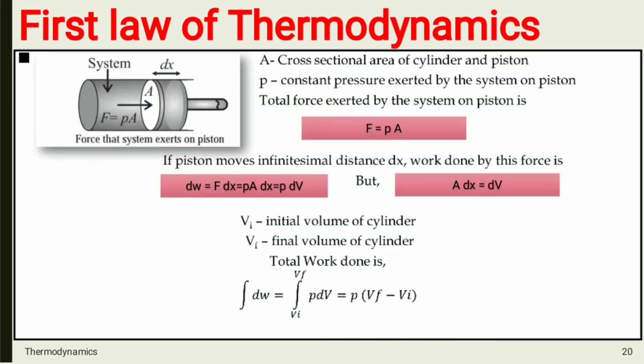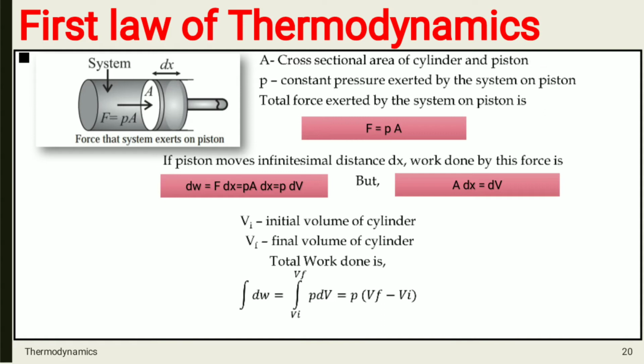Now we can consider the same cylinder in which an ideal gas is enclosed. The cylinder has A as the cross sectional area along with the piston, or you can say A is the cross sectional area of the cylinder and piston.